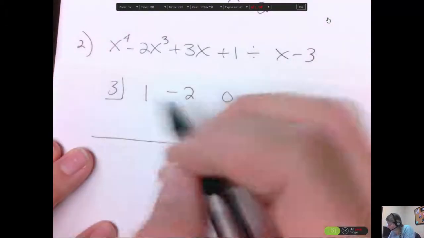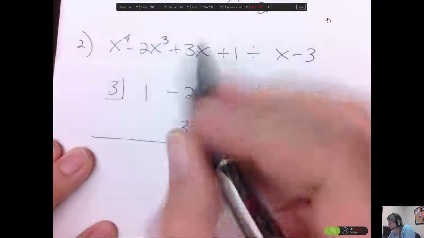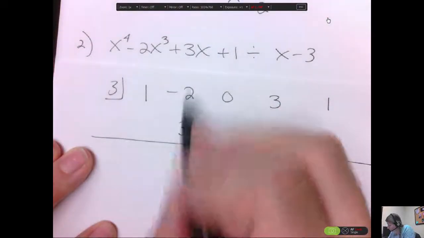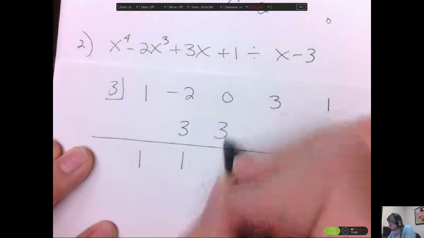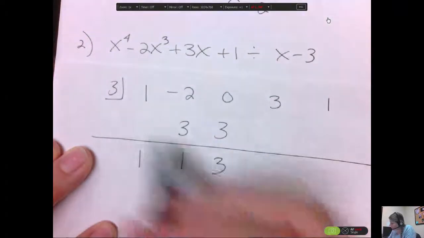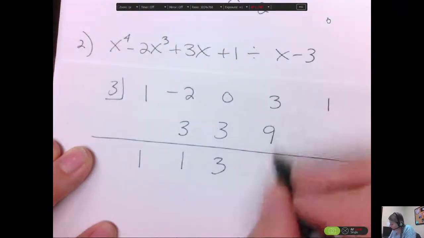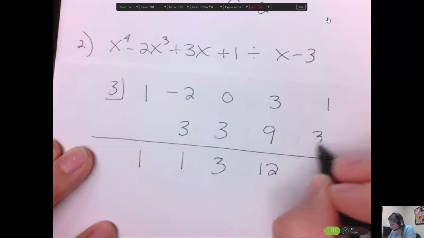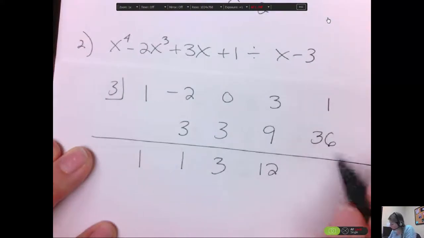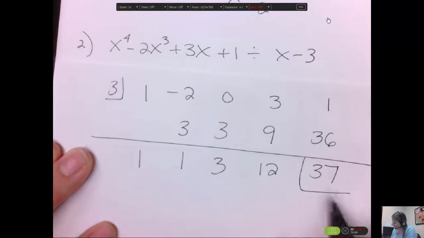So 1 times 3 is 3, and we already got this one, which was 1, and then bring down that one. 1 times 3 is 3. 3 and 0 make 3. Then 3 times 3 is 9, and 9 and 3 make 12, and then 12 times 3 is 36. 36 and 1 are 37. And remember, the last one's your remainder. So then I count like this way.